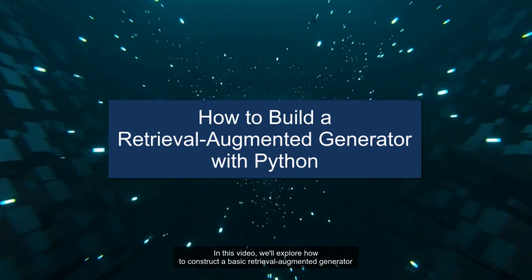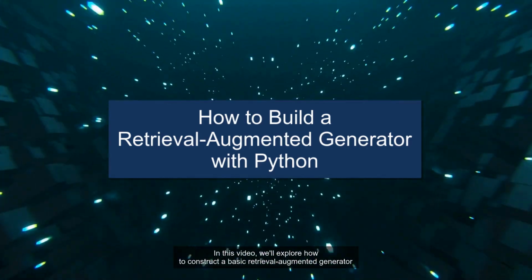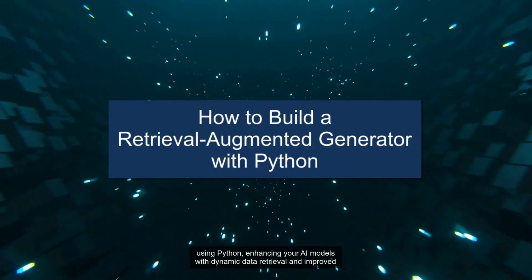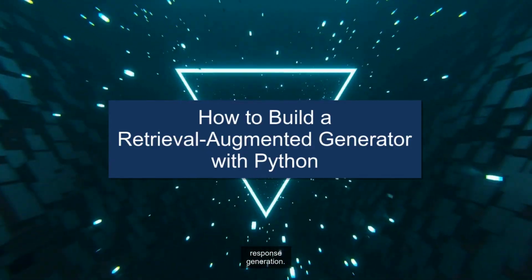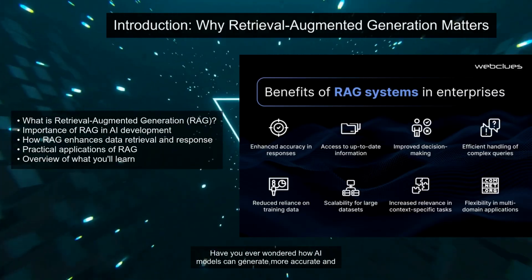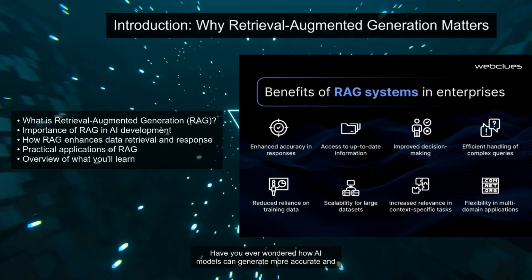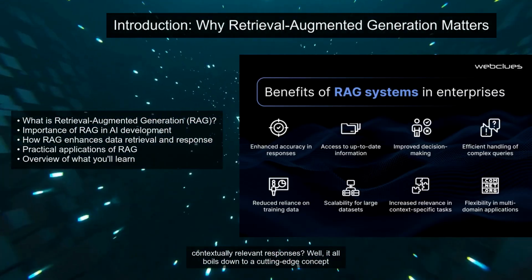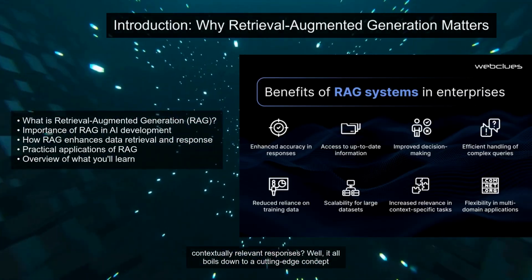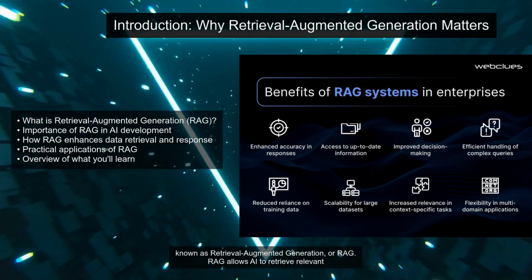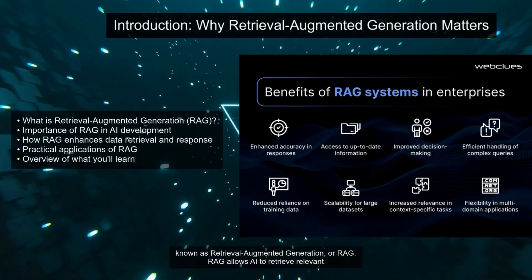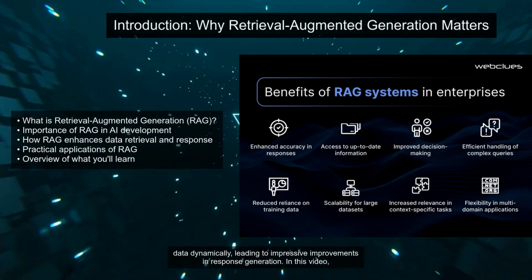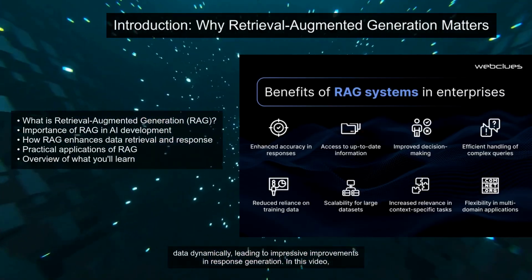In this video, we'll explore how to construct a basic retrieval-augmented generator using Python, enhancing your AI models with dynamic data retrieval and improved response generation. Have you ever wondered how AI models can generate more accurate and contextually relevant responses? Well, it all boils down to a cutting-edge concept known as Retrieval-Augmented Generation, or RAG. RAG allows AI to retrieve relevant data dynamically, leading to impressive improvements in response generation.